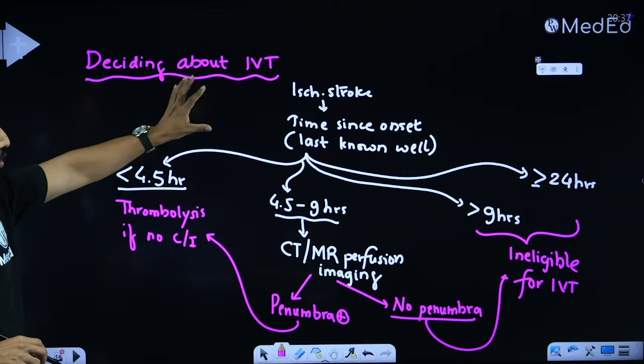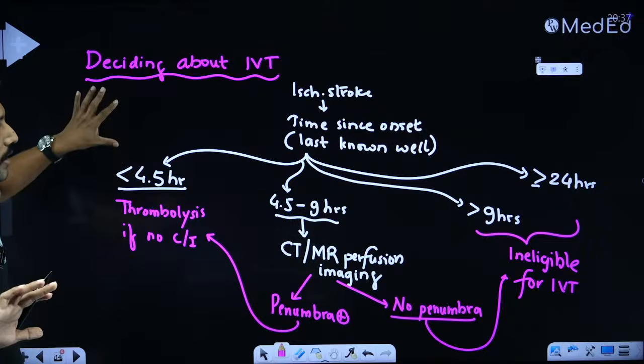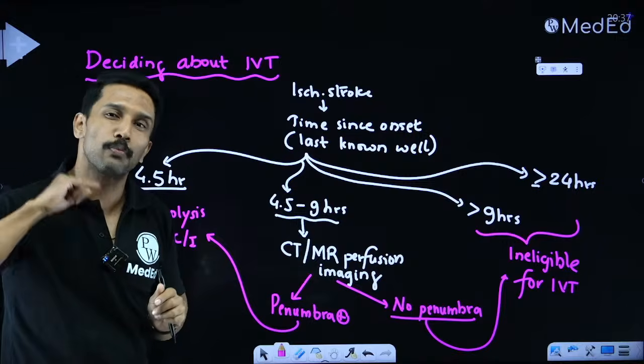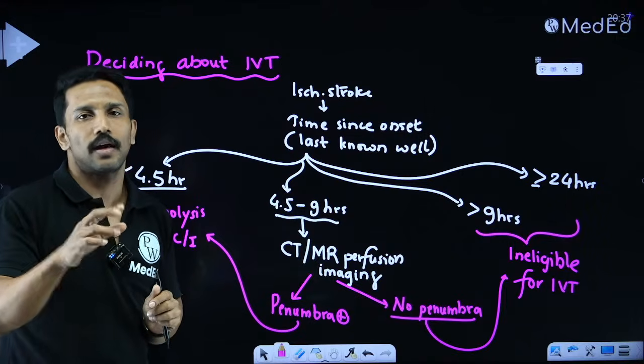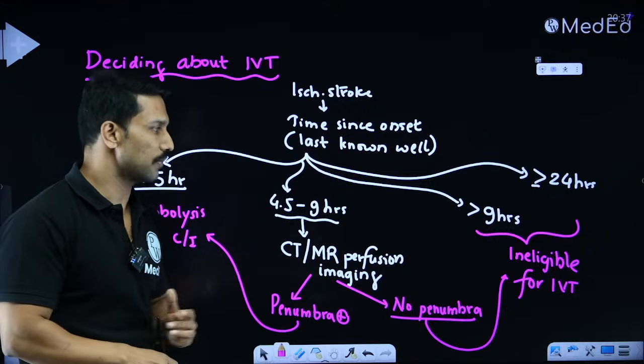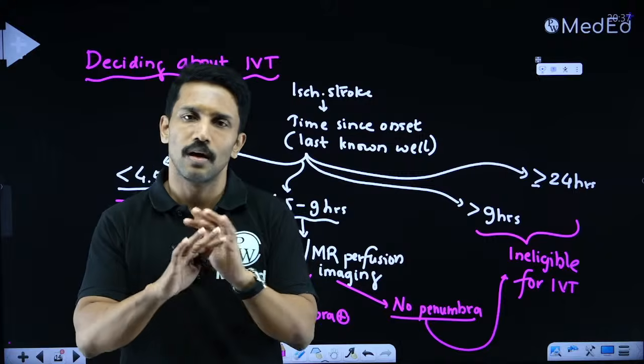If you have an ischemic stroke, time since onset matters a lot. Less than 4.5 hours, with eyes closed, you can go ahead with thrombolysis if no contraindication. 4.5 to 9 hours, you have to prove that there is a penumbra and that it can be saved. So that's why you will go ahead with CT or MR perfusion imaging. After 9 hours, after 24 hours, nothing doing, thrombolysis is out of the window.